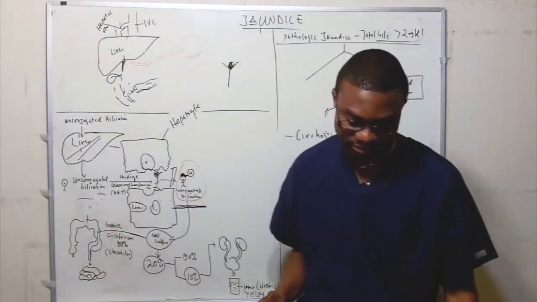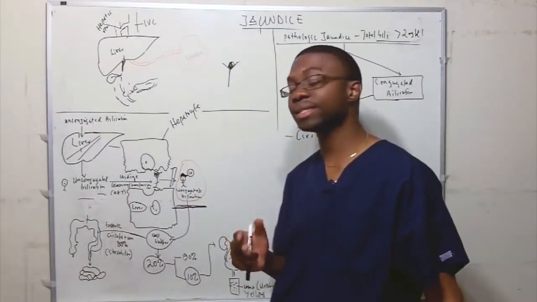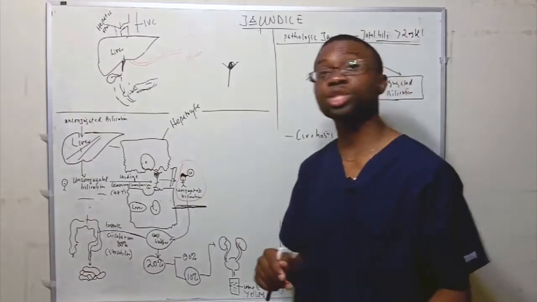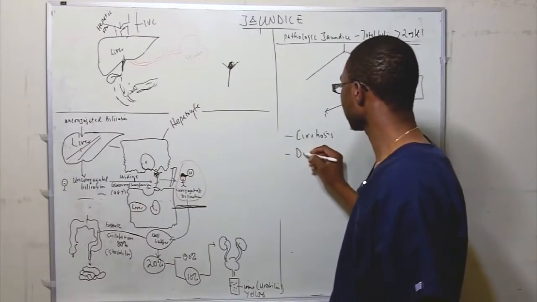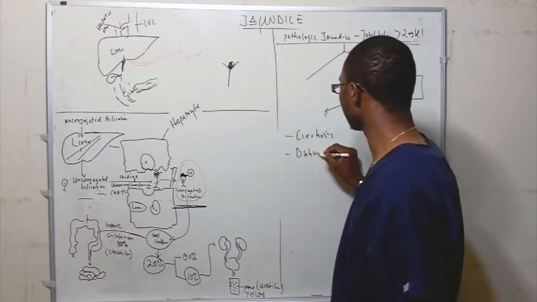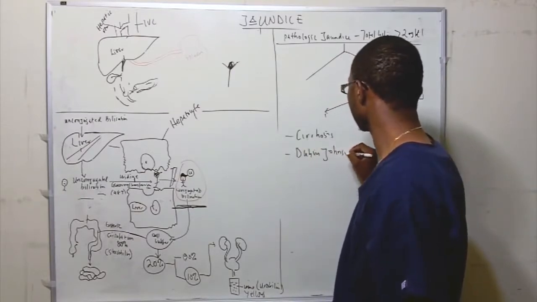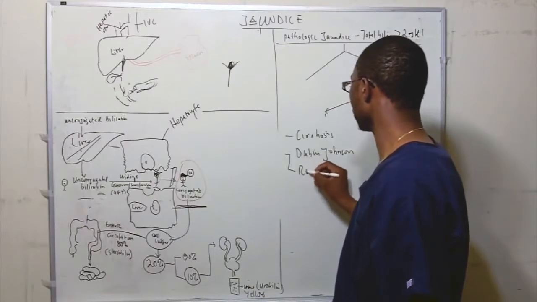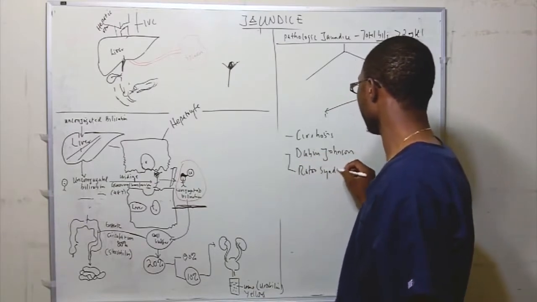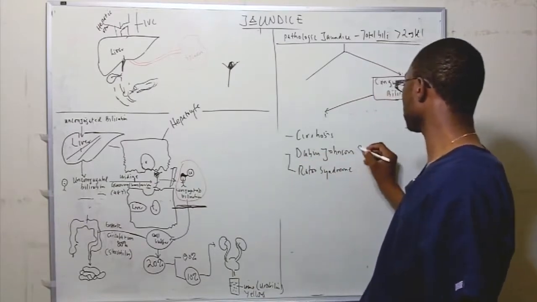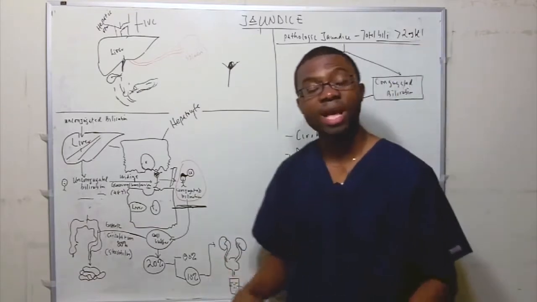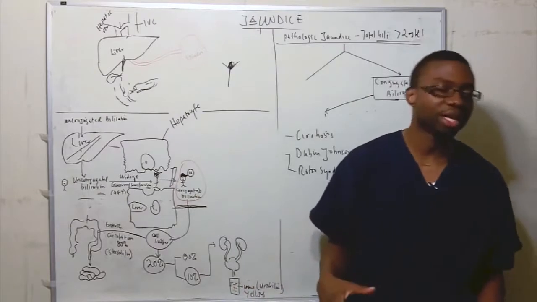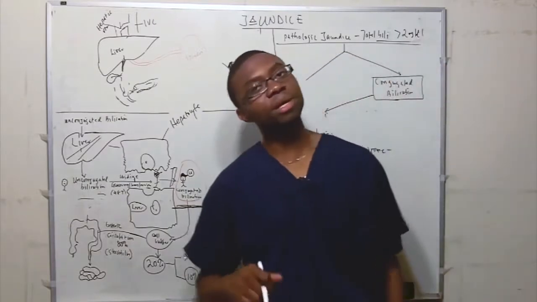How about this? There are 2 inherited diseases you need to know. Dubin-Johnson syndrome and Rotor syndrome. And these 2 syndromes are notoriously known for causing elevated conjugated hyperbilirubinemia.